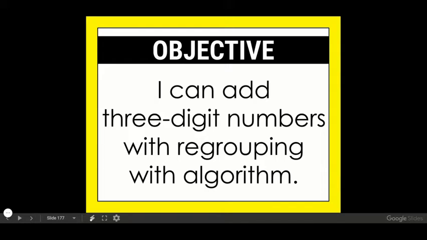Our objective for today is I can add 3-digit numbers with regrouping using the algorithm. So today we get to stick to just one strategy, and we are just going to use the algorithm. We're going to start by watching me solve a problem just as review. Then we're going to solve 3 problems together, and then you're going to do one on your own and check your answer with me. Let's get started.